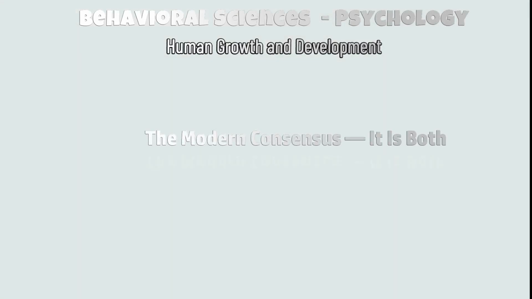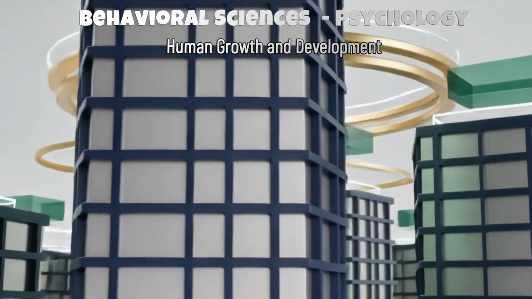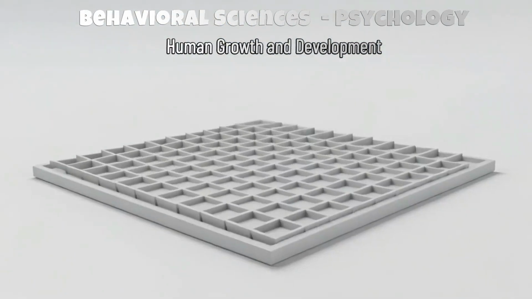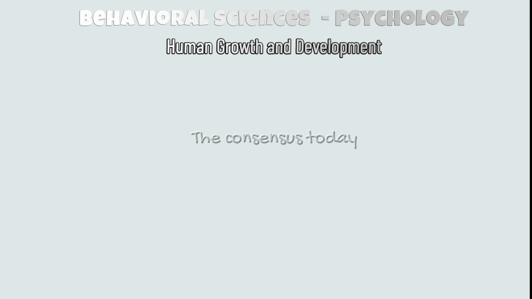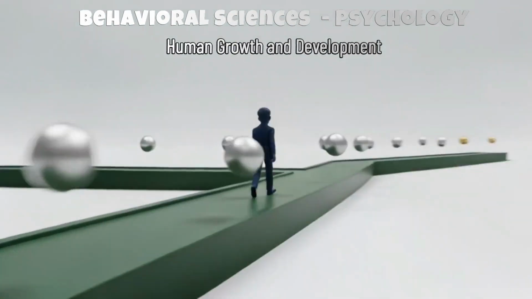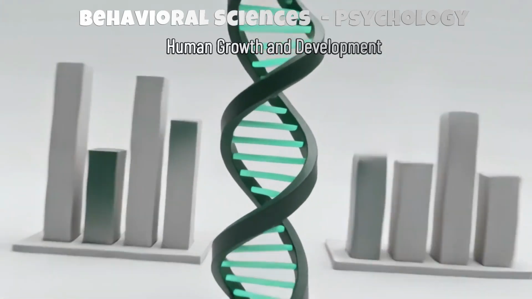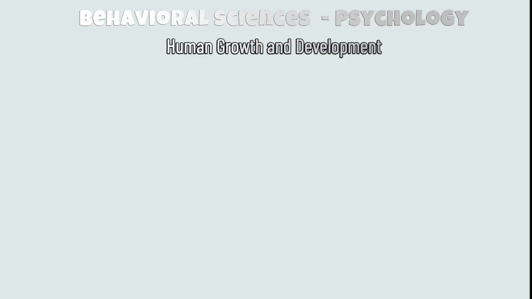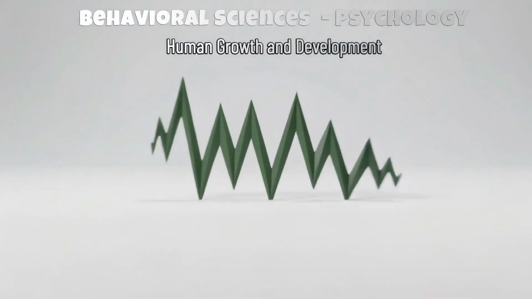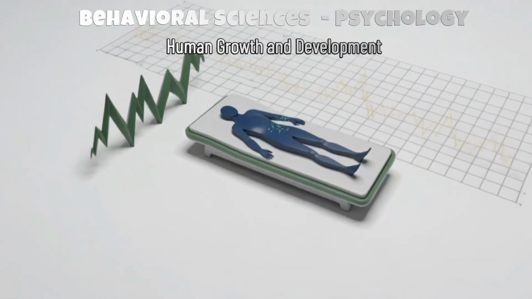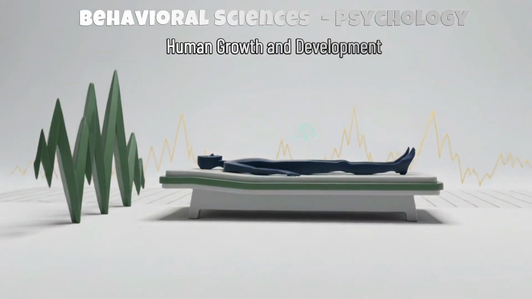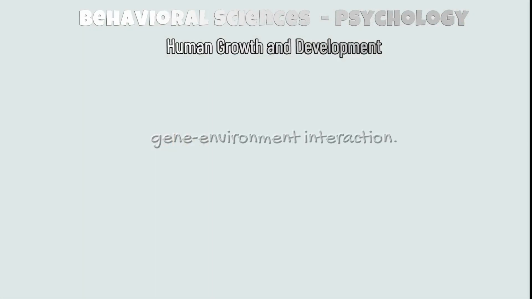The modern consensus. It is both. Modern psychology and science have moved well beyond the either-or argument. The consensus today is that both nature and nurture interact constantly. Genes express themselves differently depending on the environment, and the same environment will affect different people differently based on their genetic makeup. This interaction is called gene-environment interaction.